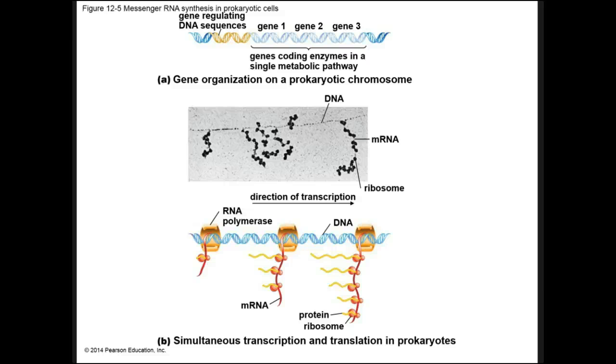This slide is showing transcription and translation in prokaryotic cells. Because prokaryotic cells do not have a nucleus, their DNA is in the same region of the cell where the ribosomes are. So a lot of times with prokaryotic cells, such as bacteria, transcription and translation will be occurring at the same time.